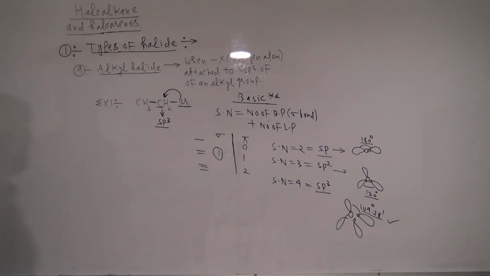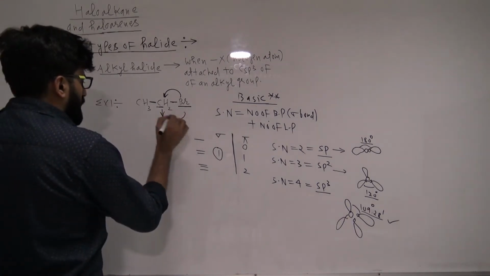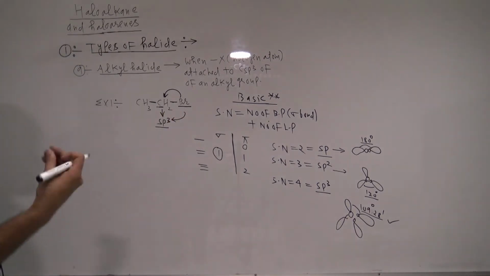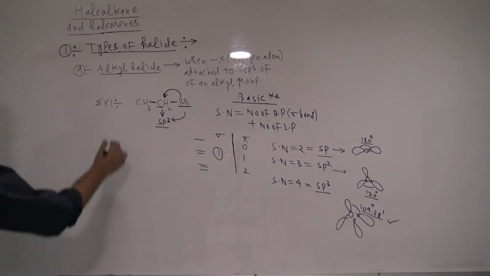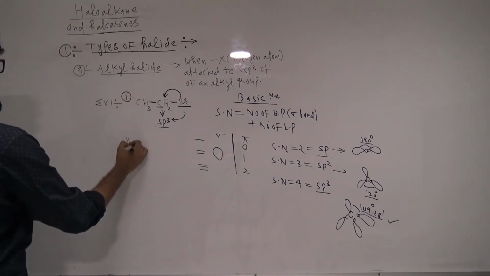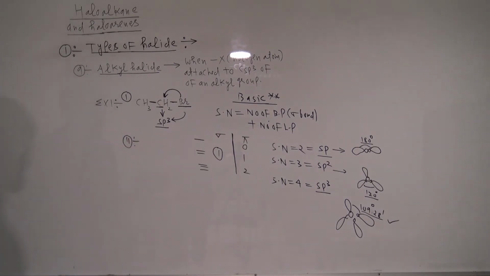So right now here the halogen is attached to the sp3 carbon of an alkyl group. So what kind of halide is it? Tell me. It is, guys, alkyl halide. Agree, guys?